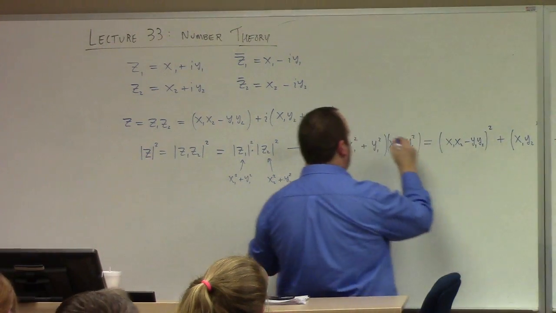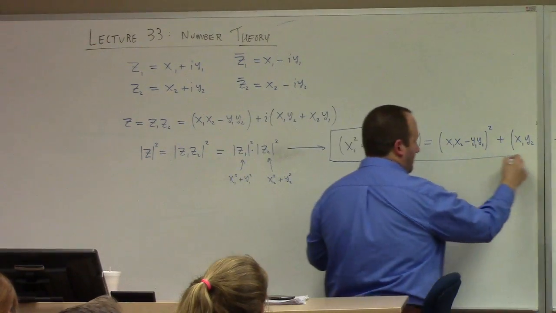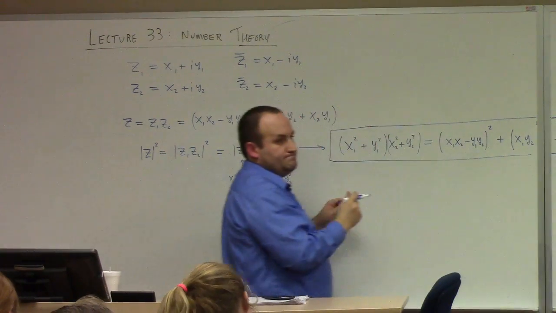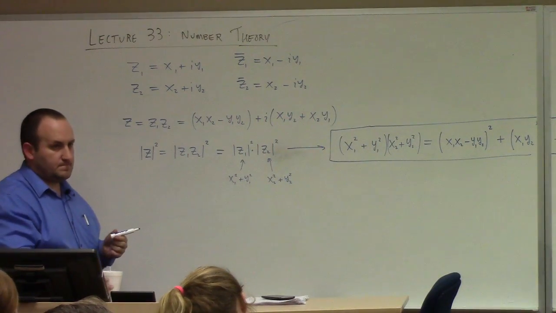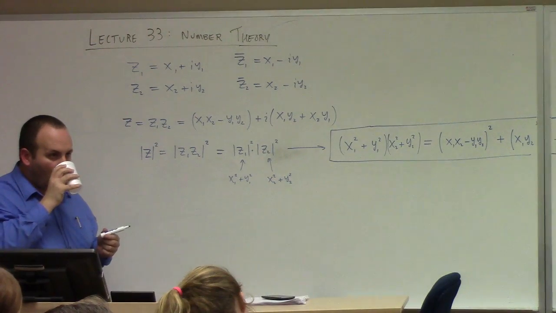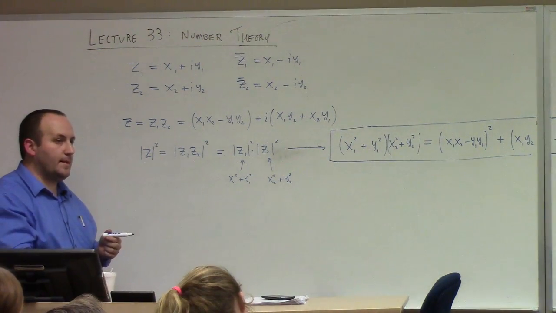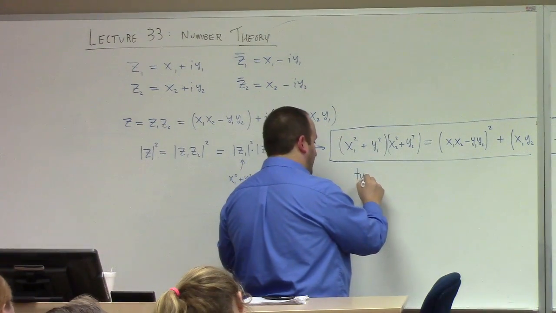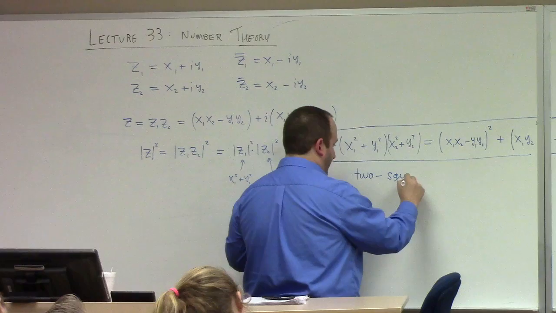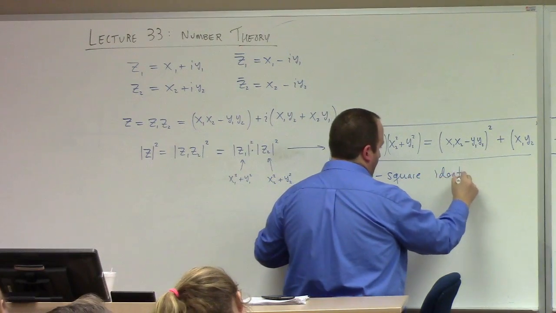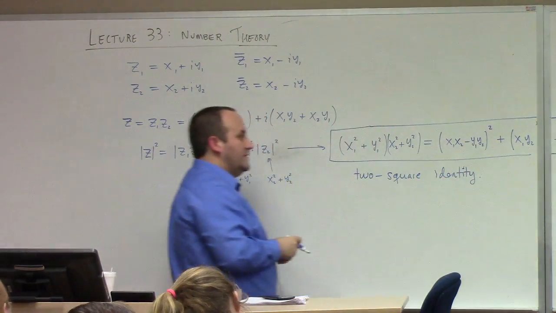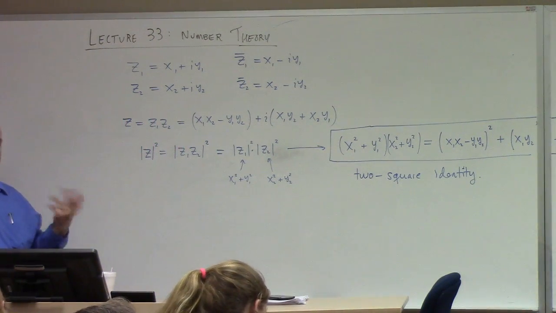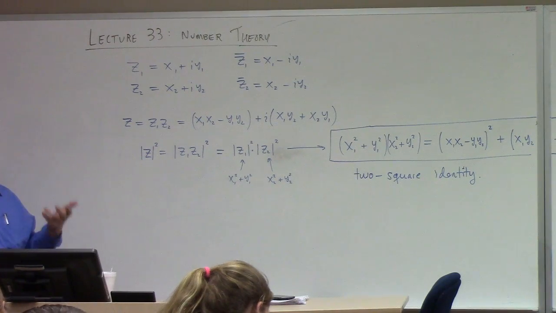Right? And this right here, what's this called? Do you guys know? This is known as the two-square identity. Right? What it shows is that if you take the sum of two squares and you multiply them, you can rewrite it once more as a sum of two squares.